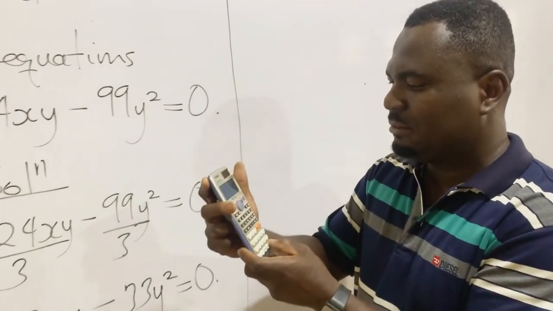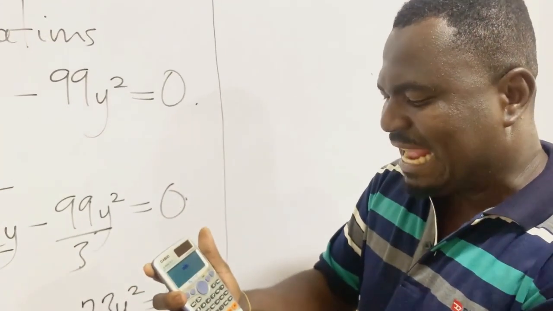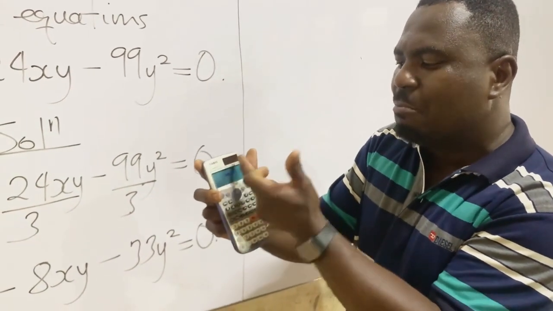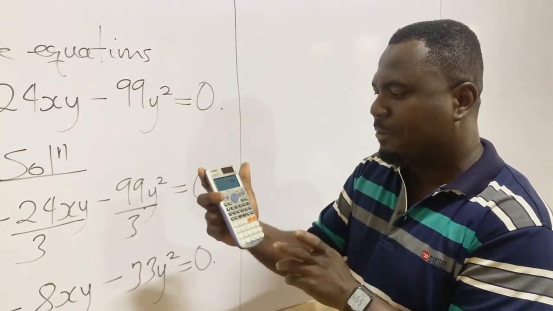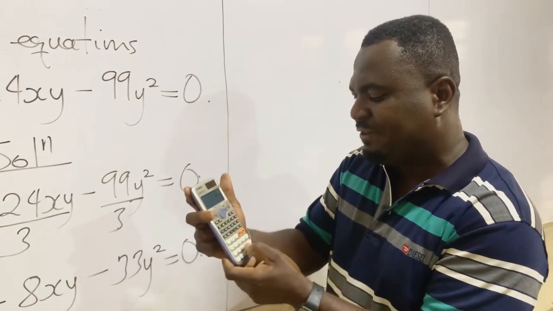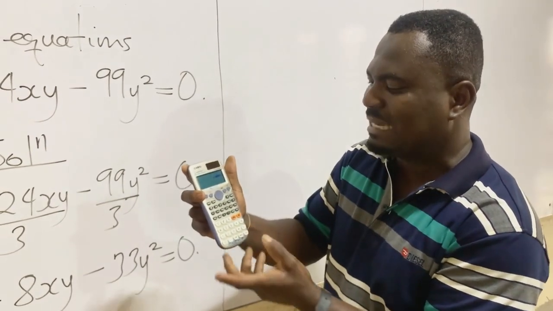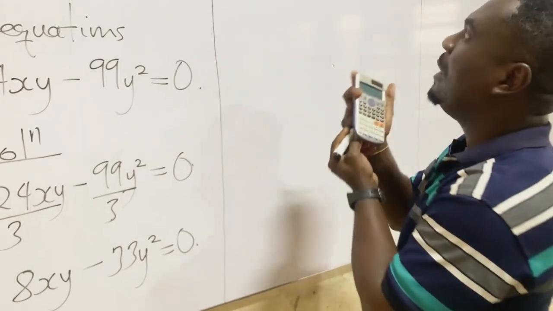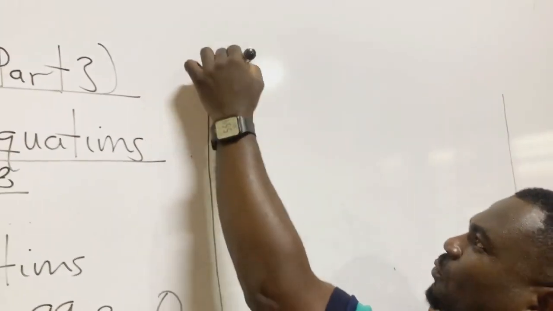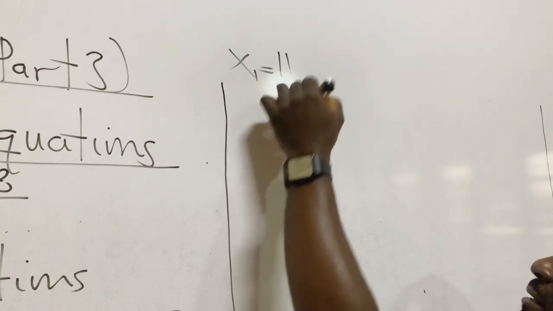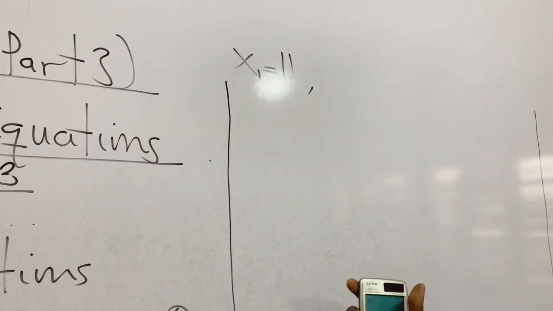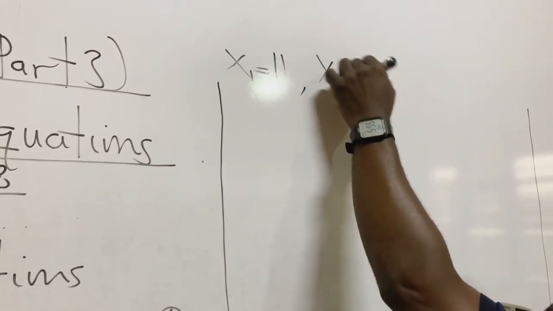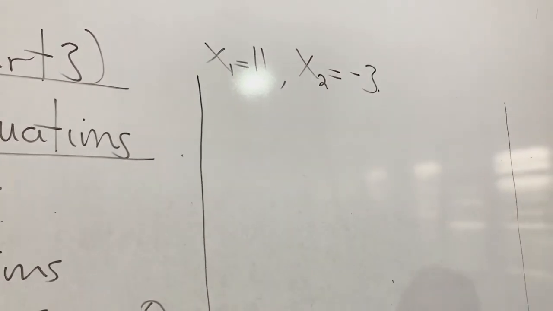So I will punch 1, then I will punch -8. Then you press the equal sign, otherwise it can't move to the c. Then I will punch -33, then press my equal sign. I'll press the equal sign again to get the factors. So from the calculator, I had my x1 as 11. I will press the equal sign again to get the second critical value, and I had my x2 as -3.